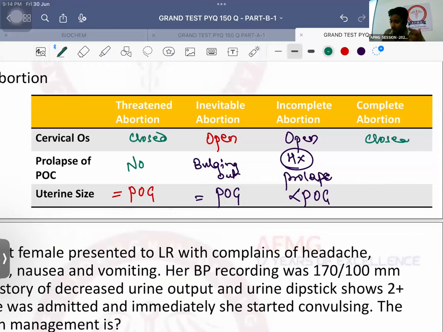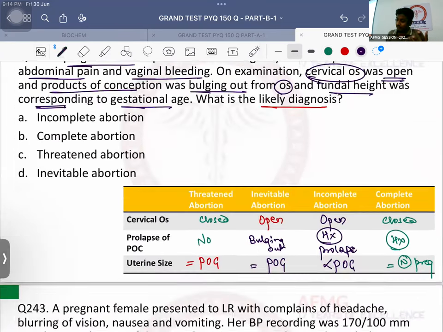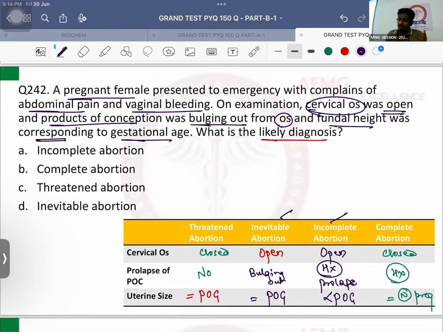The os will be closed. There would have been history of prolapse of products of conception and the size is equal to the non-pregnant uterus. Theek hai? That is important. So, here definitely the cervical os is open. So, either of this, then products of conception are bulging out. This is your diagnosis and equal to the period of gestation.